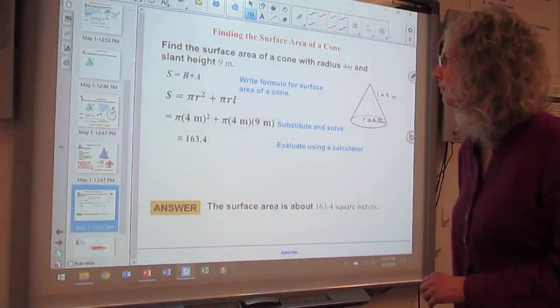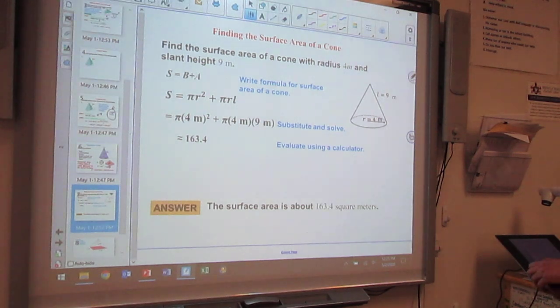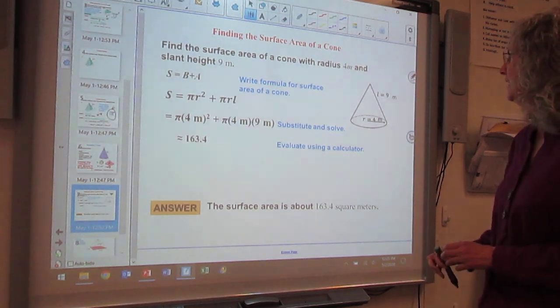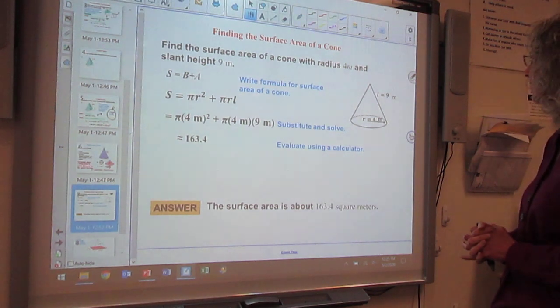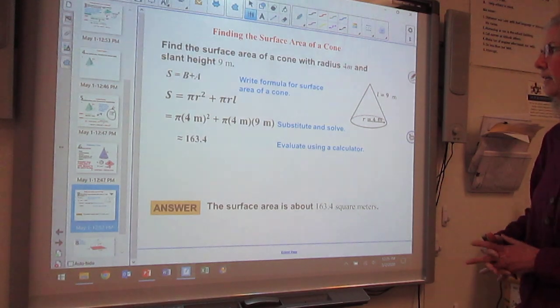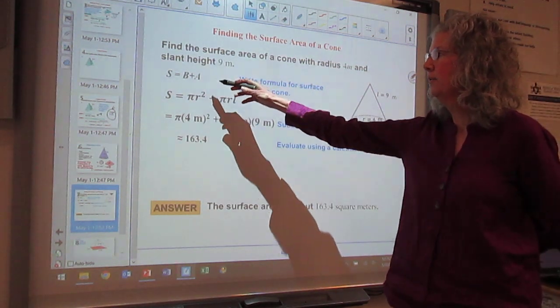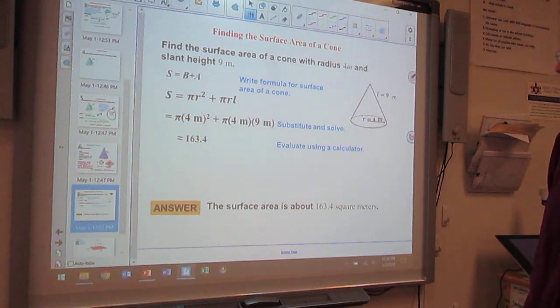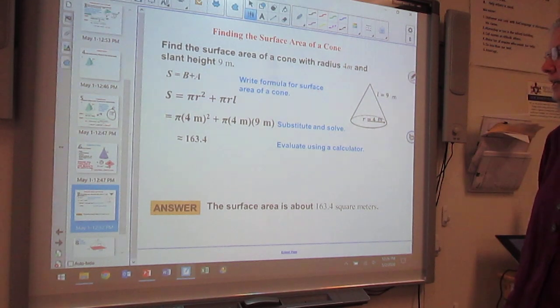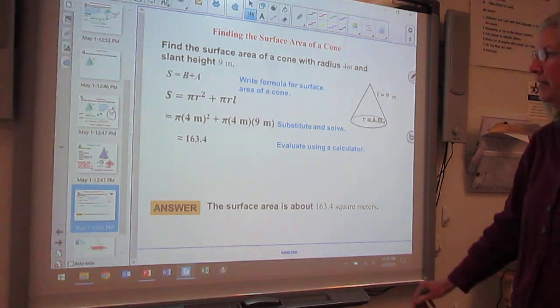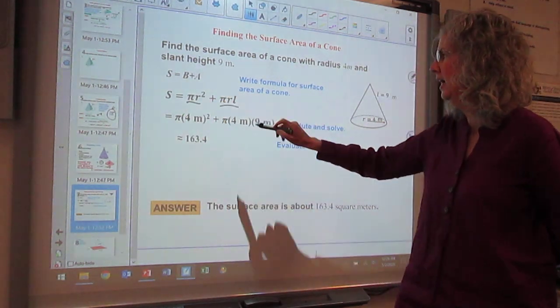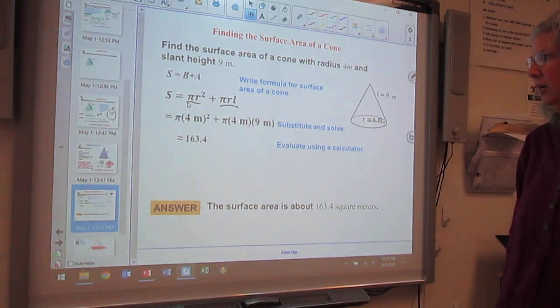Let's try one. Finding the surface area of a cone with a radius of 4 meters and a slant height of 9. Formula: S is going to equal the area of the base plus the lateral area, which I've designated by A. Pi r squared is the area of the base. Pi rl is the lateral area. We're going to plug our numbers in.